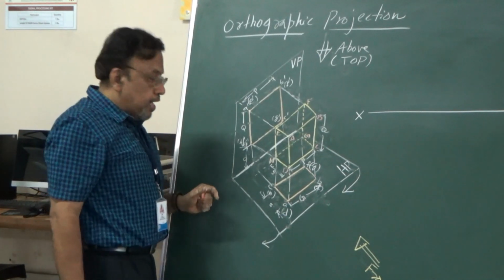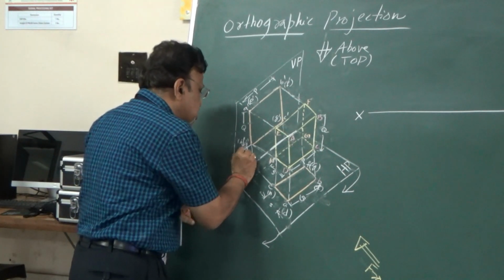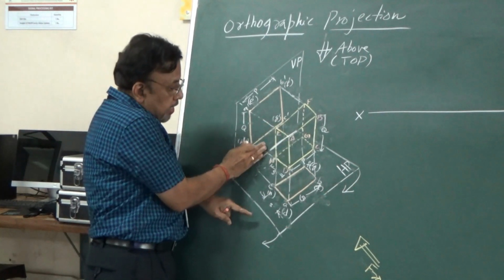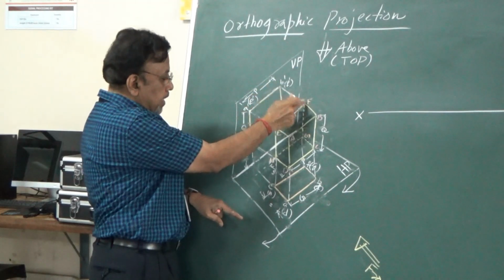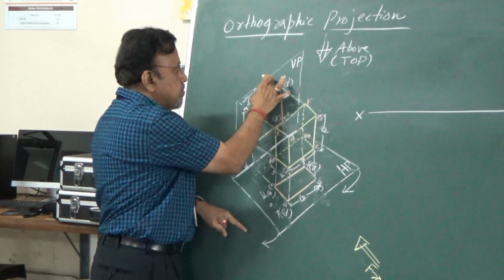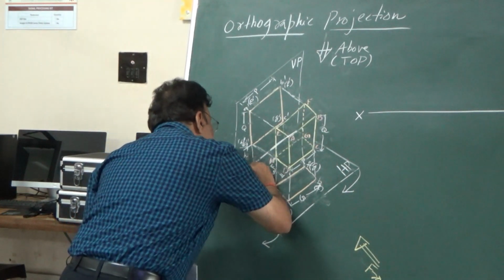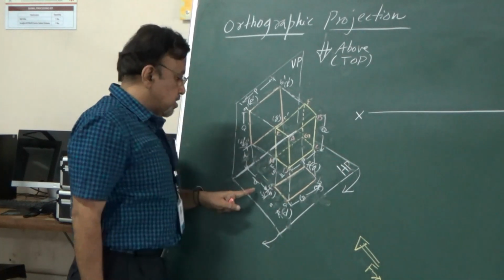Okay. Similarly, let us say this distance is h. Then this particular object is in front of this vertical plane. How much is it in front? I can just see this distance. This is how far the object is in front of the vertical plane, and let us say it is given as some d distance.